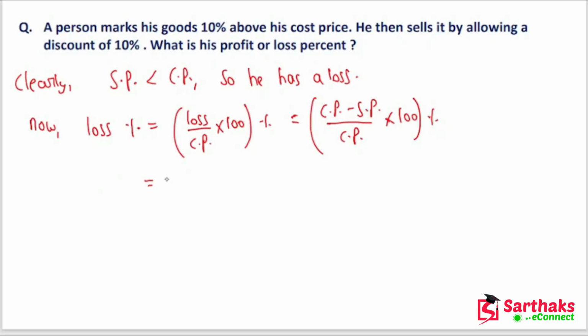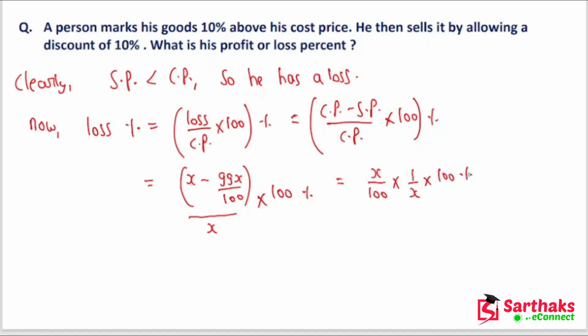So loss percent is equal to what? The cost price was rupees X, the selling price was 99X upon 100, and the cost price again X into 100 percent. After calculating it, it will be X upon 100, and taking the reciprocal, it will be 1 upon X into 100%. Cancelling them out, we get loss percent is equal to 1%. So even after increasing the price by 10% and then giving discount, he is having a loss of 1%.